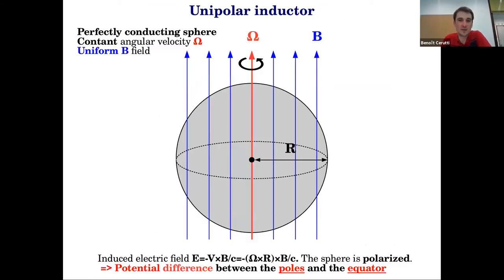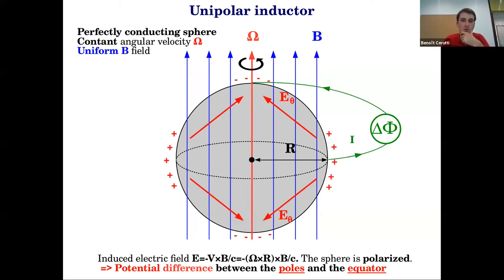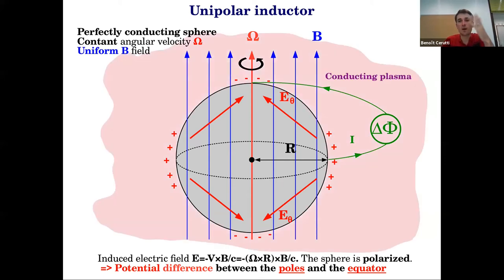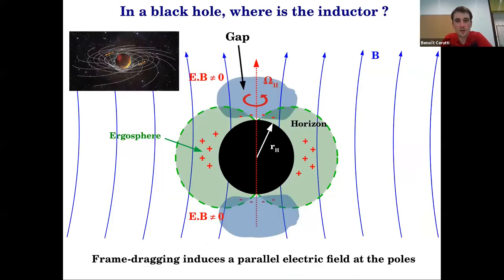So the main idea of how the magnetosphere of a pulsar or a black hole works is related to the unipolar inductor. This means that if you assume a perfectly conducting sphere spinning in the presence of a magnetic field, what happens is that you're going to polarize your sphere, and therefore build up a potential difference between the equatorial plane and the pole of your star. If you then have a conducting medium, say plasma, in the case of an astrophysical environment, then you're going to have currents flowing in your plasma. So what happens in a black hole?